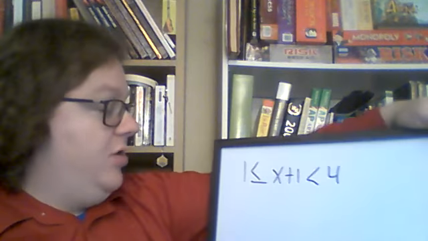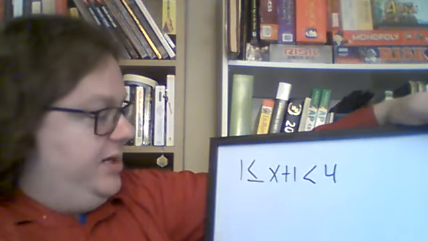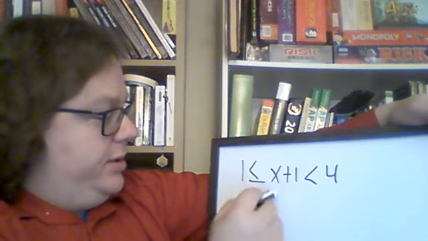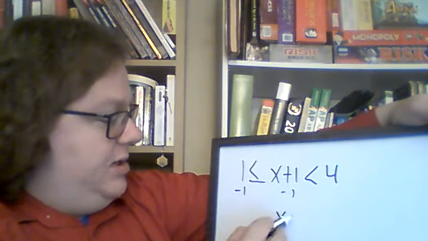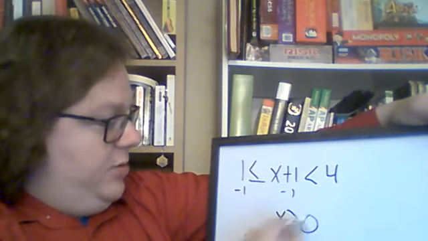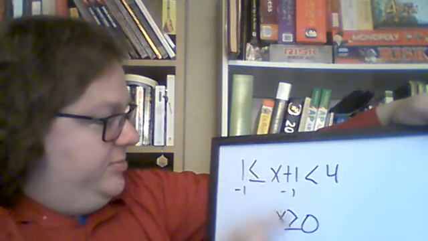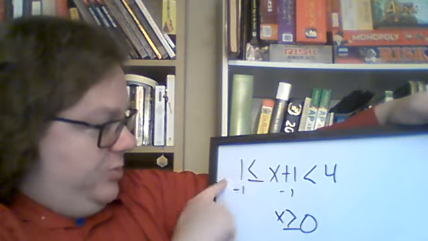So when we solve this, what we do is we ignore one side and then we ignore the other side. At first we're going to ignore this and just work over here. We're going to go -1, -1. So x has to be greater than or equal to 0. I flipped the sign around, but the big side is facing the x, so it's still x is greater than or equal to 0.